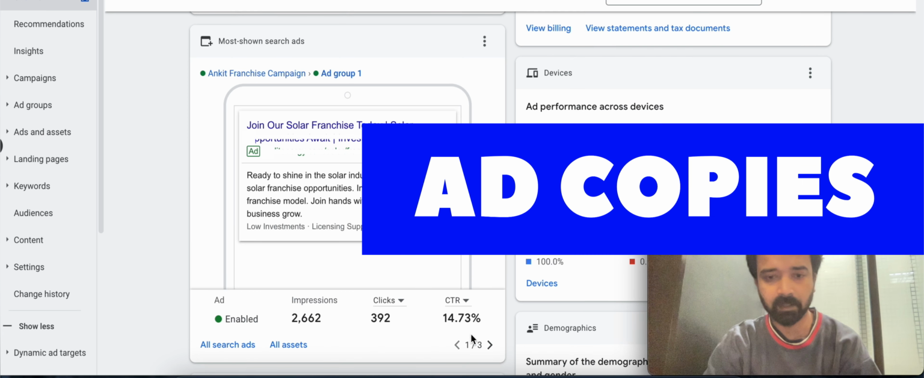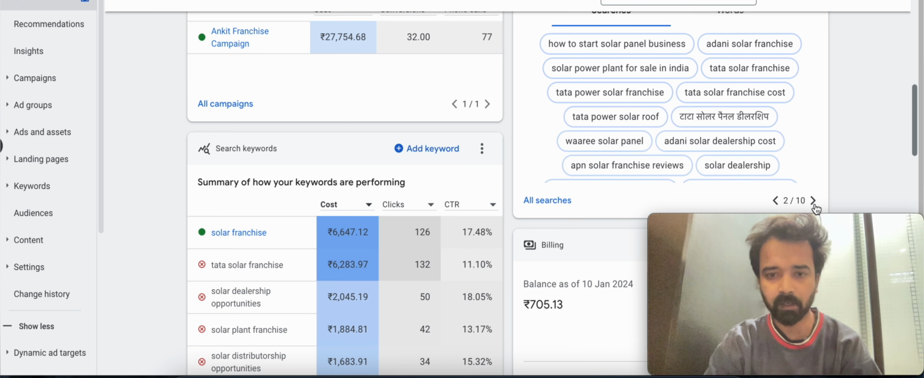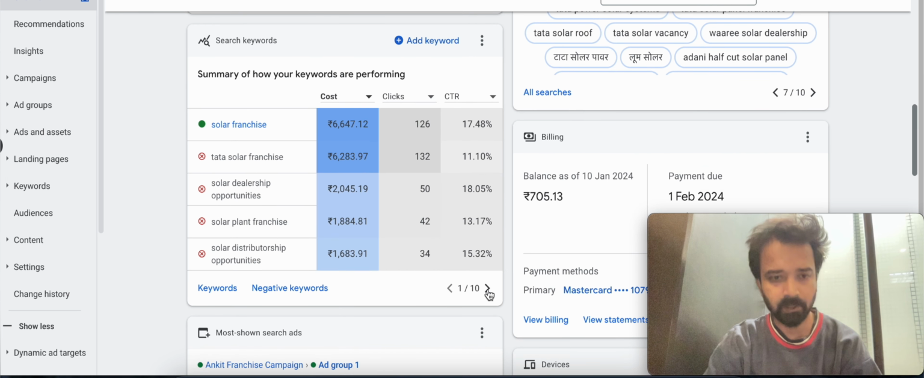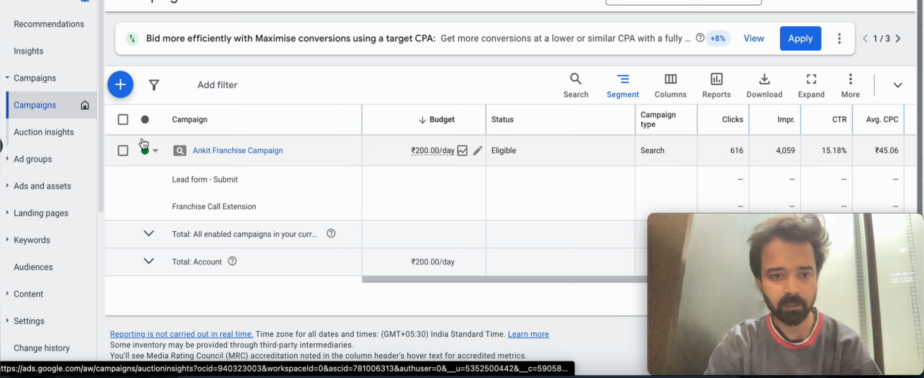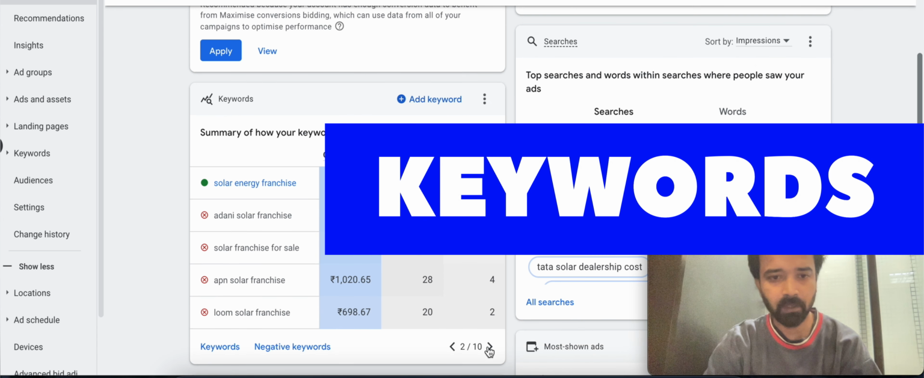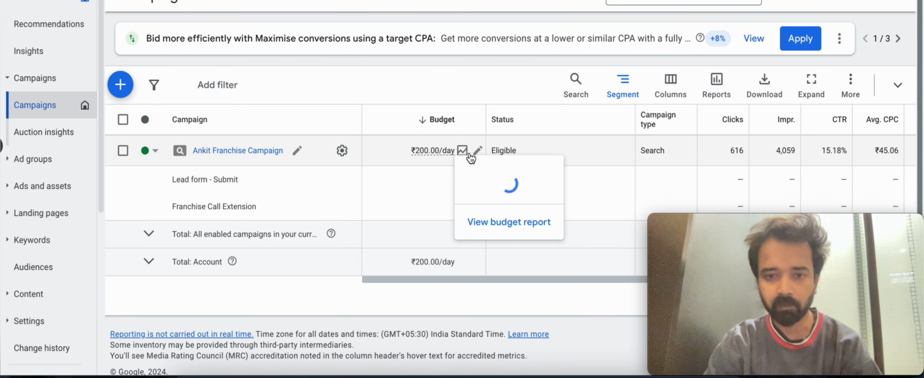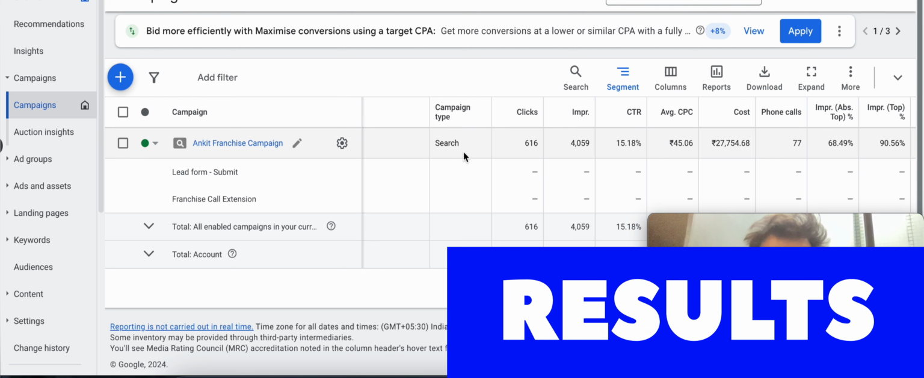You can see here are the ad copies. We are mostly targeting mobile phones. These are the search terms that we are getting, and these are the keywords that we are targeting. Let me select this campaign. Now you can see here are the keywords that we are targeting, and if we go into the campaigns, you will see that here are the results that we got.